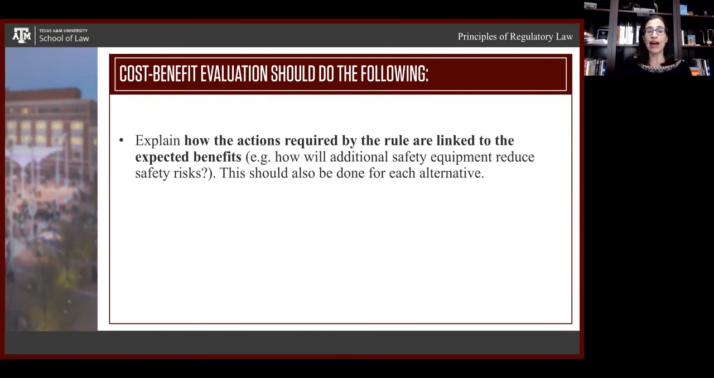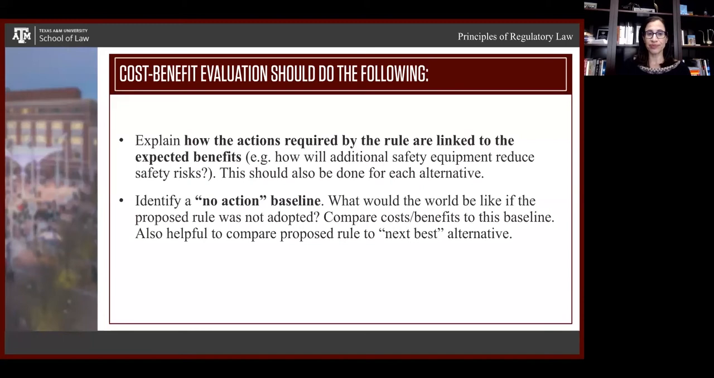It should explain how the actions required by the rule are linked to the expected benefits. For example, how would additional safety equipment reduce safety risks? And that also needs to be done for each alternative. In addition, it should identify a no-action baseline. So that means it should explain what the world would be like if the proposed rule was not adopted. And you would want to compare the costs and benefits of the action to this no action baseline.